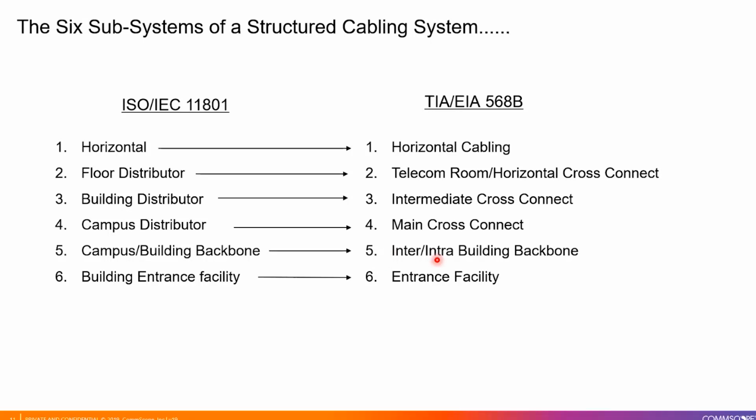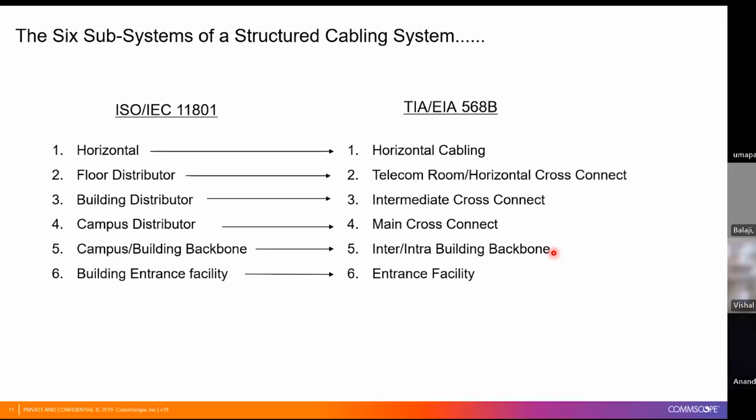So same terminology. Intra-building backbone means within the building, whatever connectivity you are giving, it is called intra-building. Whereas from one building to the other building, or campus building to the other buildings, it is called inter-building backbone connectivity. So with this fifth one, you are covering both backbone connectivity requirements for your campus. If you don't have multiple buildings, only one single building, then you start with the horizontal cabling, then floor distributor, then building distributor. Yes, with this, the building distributor may work as a campus distributor also.